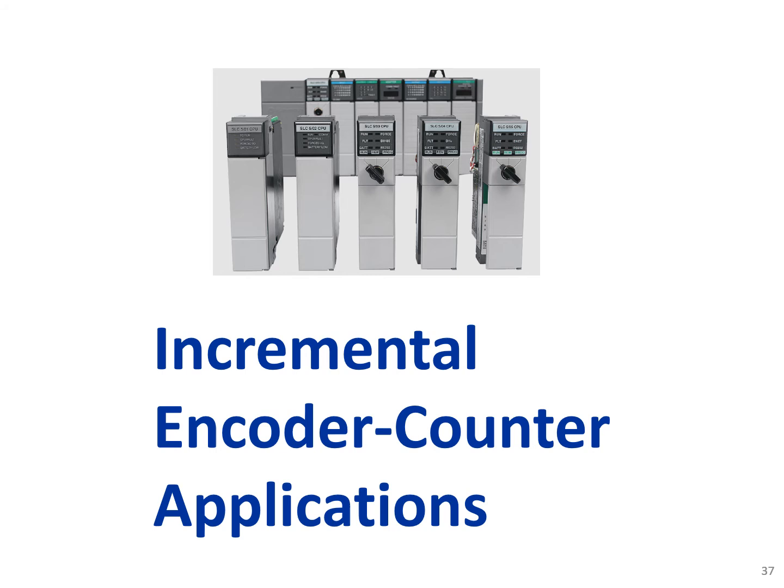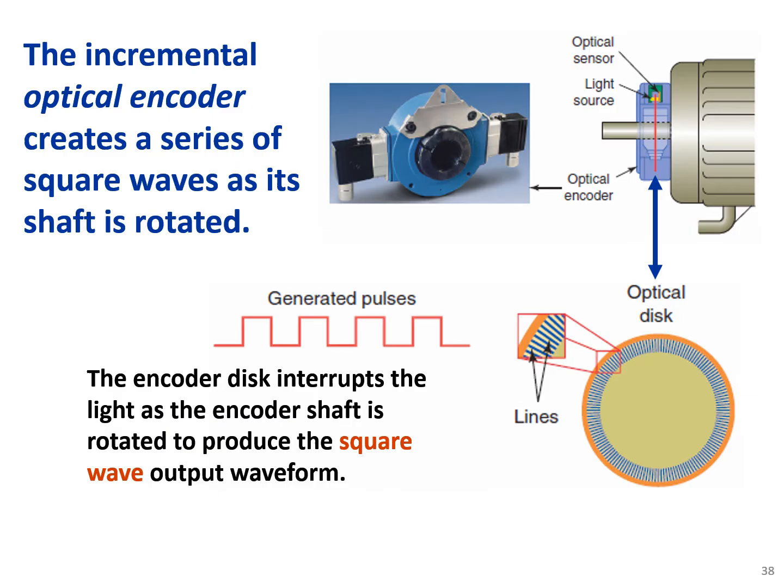Incremental encoder counter applications. The incremental optical encoder creates a series of square waves as its shaft is rotated. So here we have a motor, and here is a back rotor shaft. We don't have a gearbox here. The gearbox is in front of the motor. We don't have a load here. The load is on the other side of the motor, which is not shown.